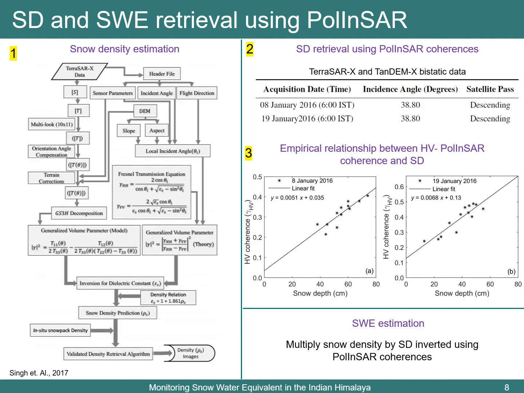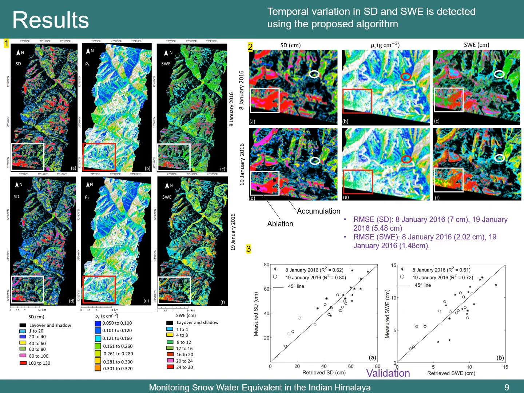The snow density estimation is summarized in figure 1. Figure 2D shows the data that is used in the analysis, that is 8 January and 19 January. Figure 3 shows the relationship between HV coherence and snow depth for these two dates. Figure 1 shows the inversion results for snow depth, snow density, and snow water equivalent for the two dates, that is 8 and 19 January, top and bottom.